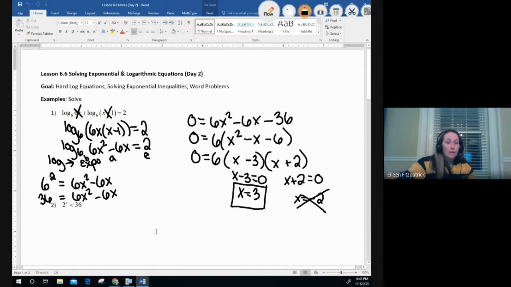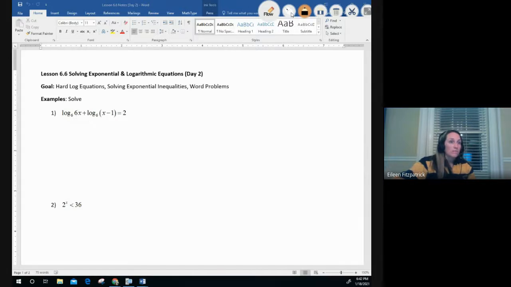If I couldn't factor, luckily I was able to factor, but if I couldn't factor, I'd have to use the quadratic formula. So keep that in mind. And if instead of log, it was ln, you can still change forms. Just remember that your base is e instead of base 10, or the base is e if it's an ln. All right, so that was problem number 1.